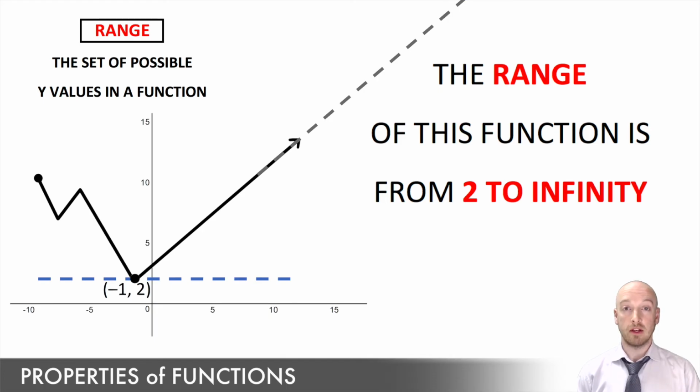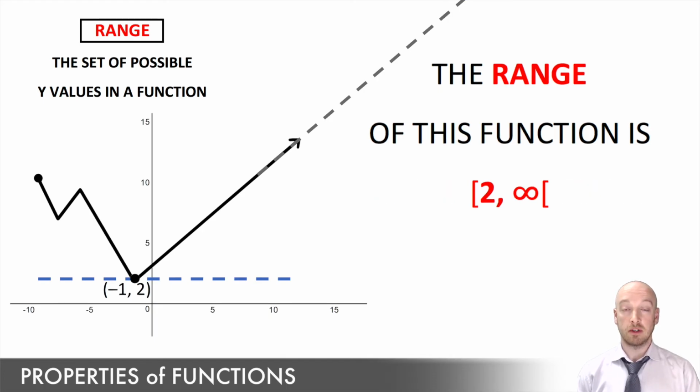So here then, my range would be from 2 to infinity, with a square bracket hugging the 2 because I include that value. And at infinity, I have to actually turn the bracket away from infinity, because by default, I can't actually include a number that doesn't really exist. So that's the range. It's just the possible y values in a function.